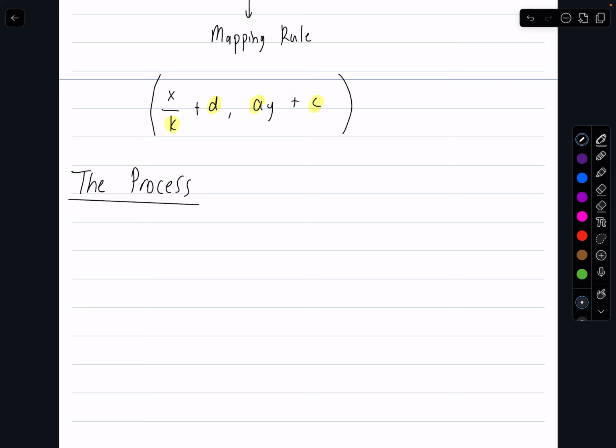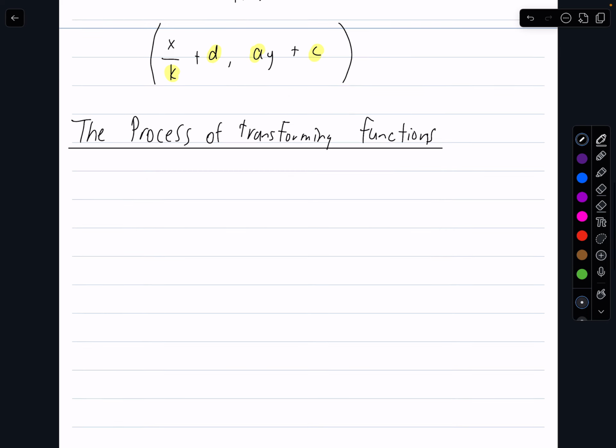Here's the process of transforming functions. The process of transforming a function is very, very straightforward. First, you have the parent function, okay? And I'm doing this in a basic way for you guys to really understand what's going on here. You have the parent function.